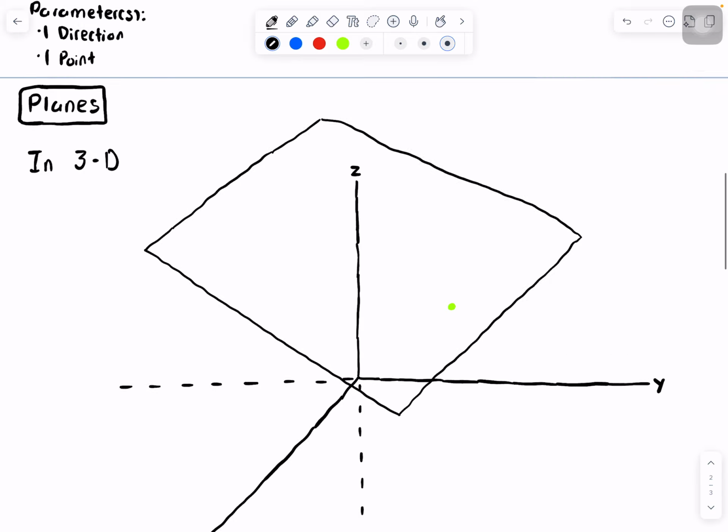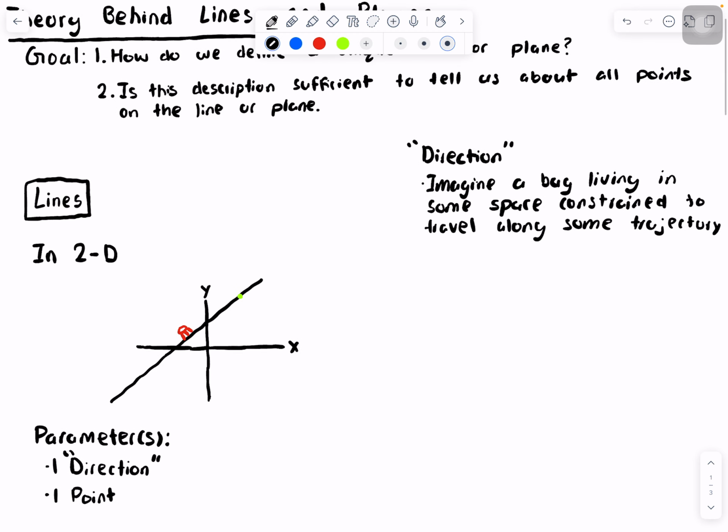Okay, so that completes our discussion of goal 1. We now have an idea of the information we'll need to define lines and planes in 2 and 3 dimensions. In the next video, we'll check if this is actually enough. Can we talk about every single point on the line or plane?